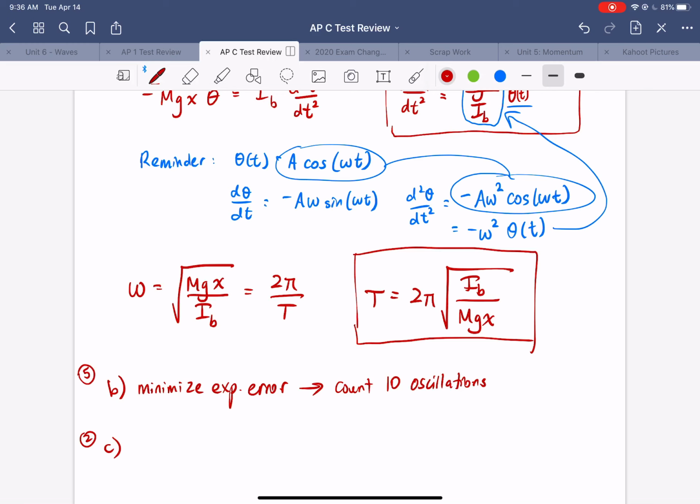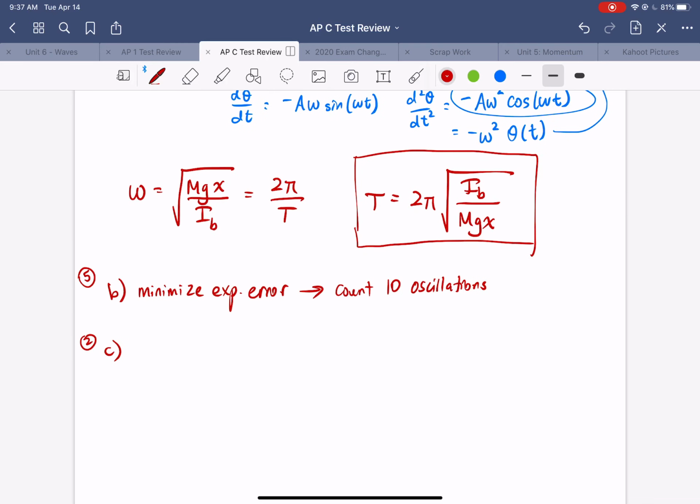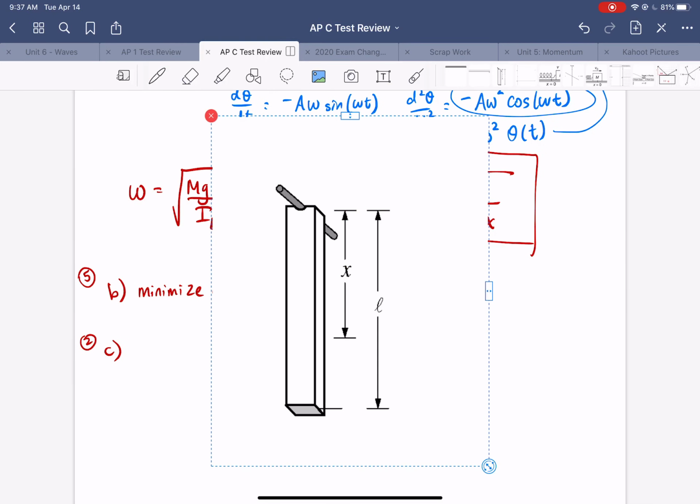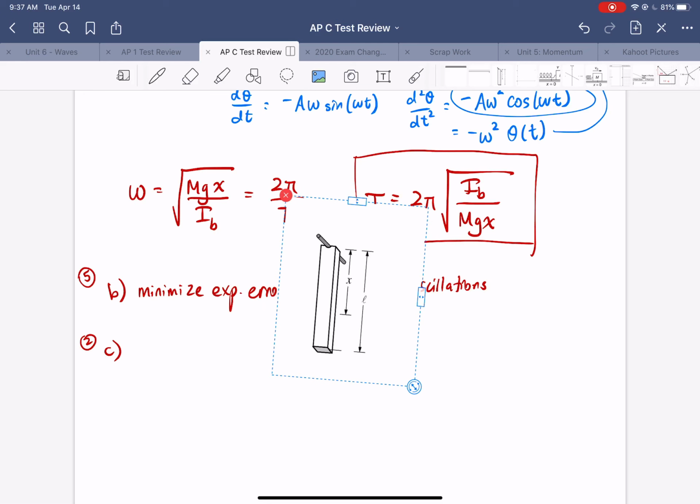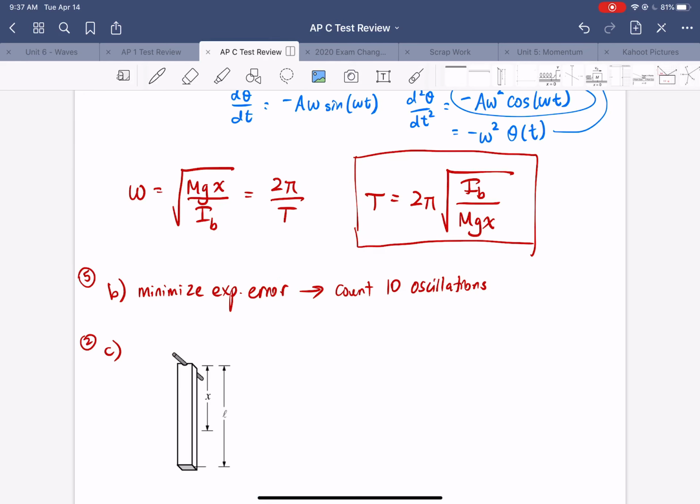So part C says, now suppose you don't know the location of the center of mass. So this length x that's marked in the first figure is unknown. Describe a procedure that you could use to determine where the center of mass of this object is. So we're talking about this value here, which we're now going to say is unknown.